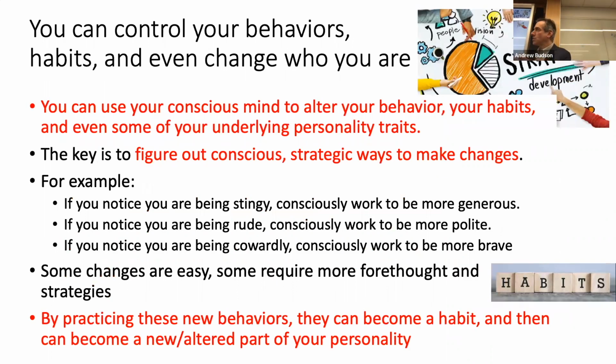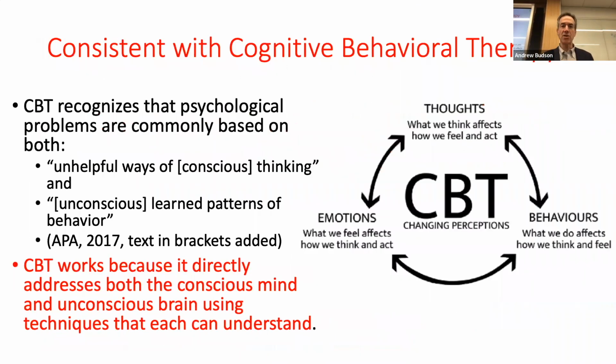We can also use our conscious mind to change our unconscious brain processes and the habits and the traits that we have. All you have to do is be aware of it, make a decision, and use your conscious mind to use these strategies to make changes. That's essentially what cognitive behavioral therapy is, right? I'm not saying this is anything new. We've known this for a long time. This theory just helps put a framework around why this is so important.